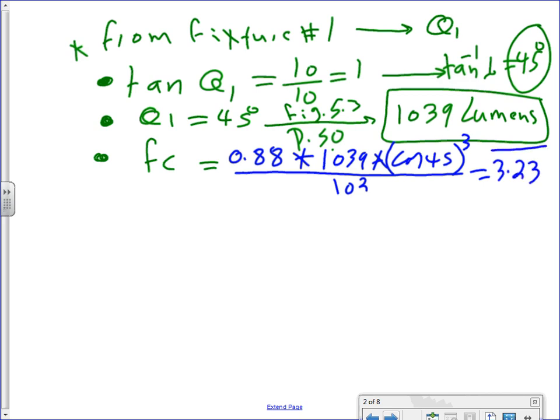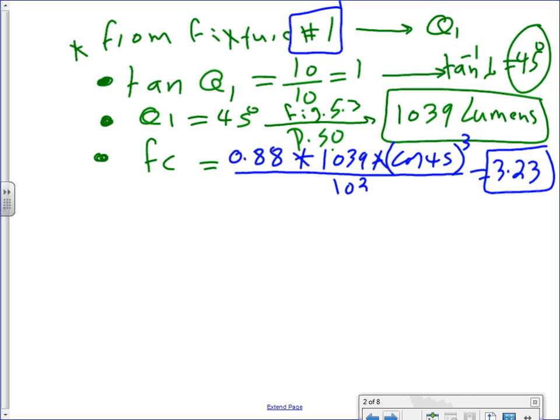3.23. Did you guys come up with foot candle 3.23? Cosine 45 raised to the power 3. Any comments, man? Does it make sense? Okay. So now the contribution from fixture 1, guys, at point B is 3.23.